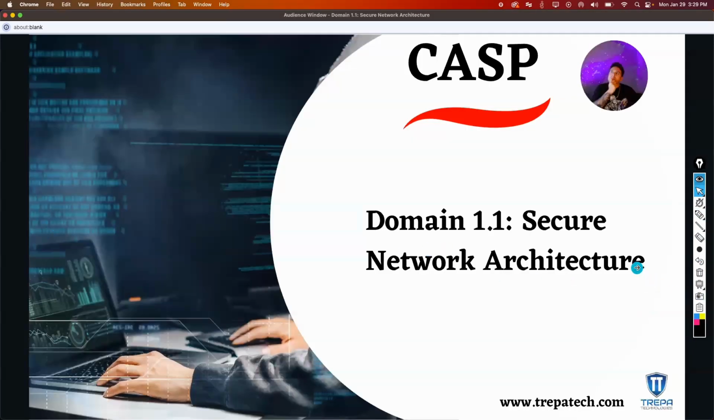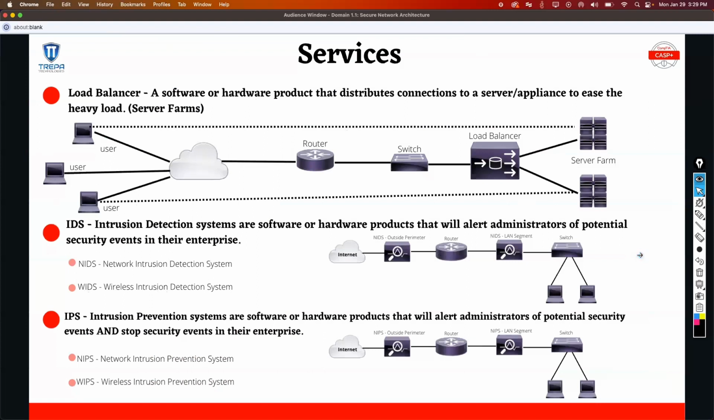So now let's actually dive into some cybersecurity architecture. What's domain 1? Secure network architecture. The first thing we're going to talk about is a load balancer. This is either software enabled or an actual hardware product that distributes connections to a server or appliance to ease a heavy load, okay? Here we have our diagram, and essentially what this load balancer is doing is also acting like a reverse proxy in a sense that when TCP connections come in, they're going to connect to this load balancer, and then it's going to distribute them out to the multiple different web servers that we could possibly have in that web server farm.